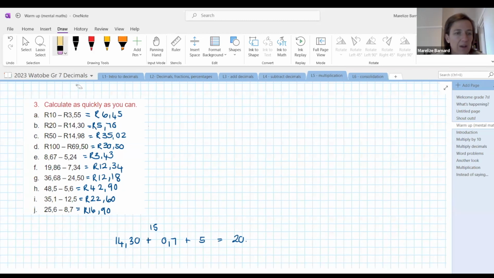48 rand 50 minus 5,6. I'm making all of these rands. Doesn't matter, it's just decimals. That is 42,9. 35,1 minus 12,5 is 22,6. And 25,6 minus 8,7 is 16,9.